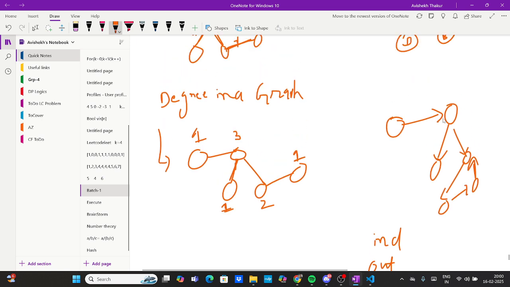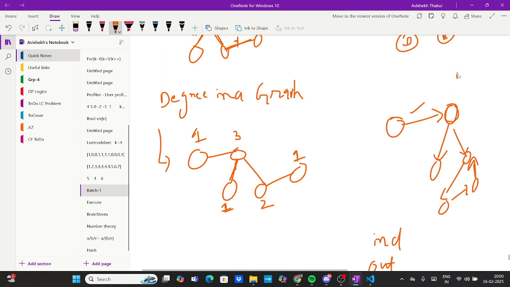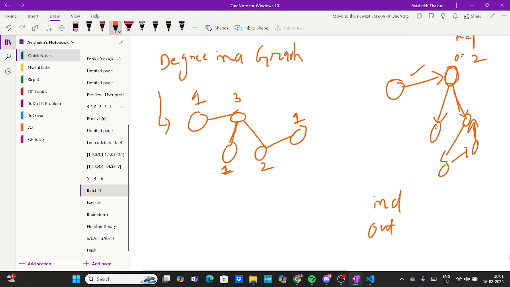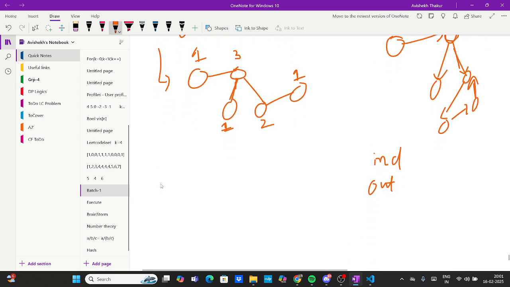Okay. So let's take this node. How many edges are coming inside, pointing to this node? You can see only one, right? So for this node, in degree is 1. For this node, you can see there are two edges which are going outside, so out degree is 2. Okay, clear? Okay, so you got the clarity, right? In degree, out degree. Okay, now quick question to all of you.